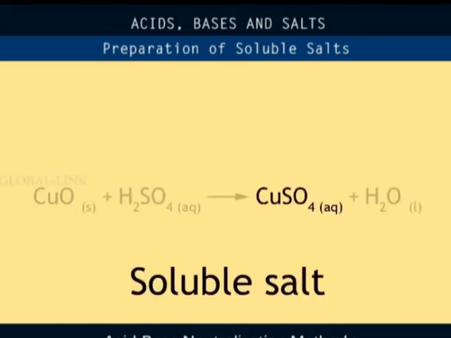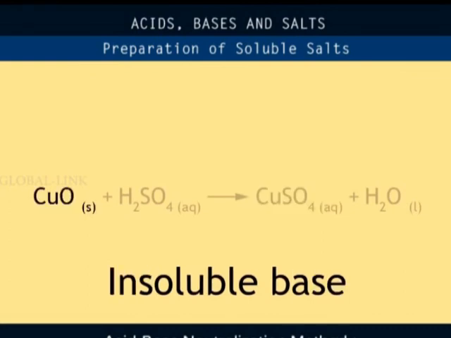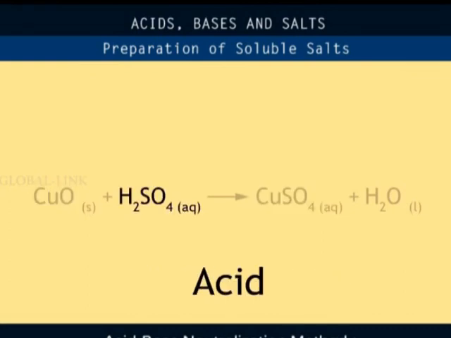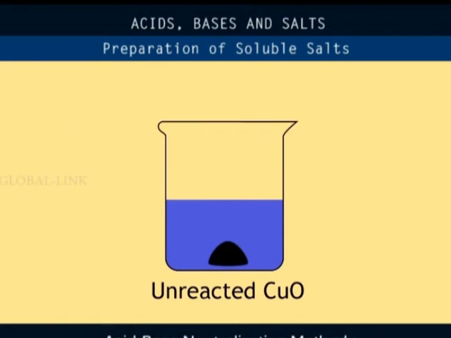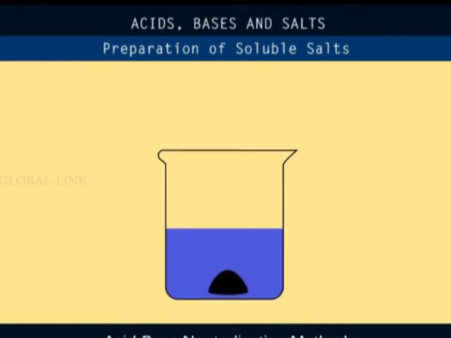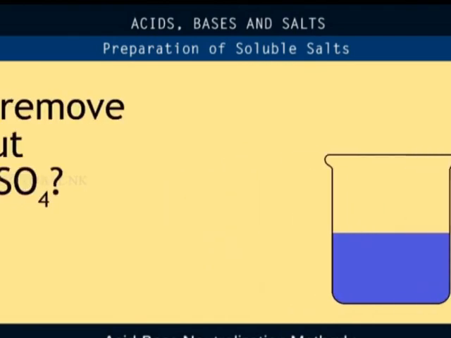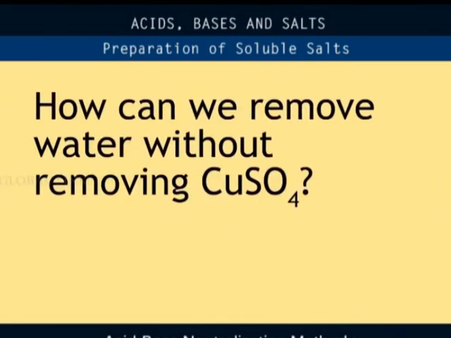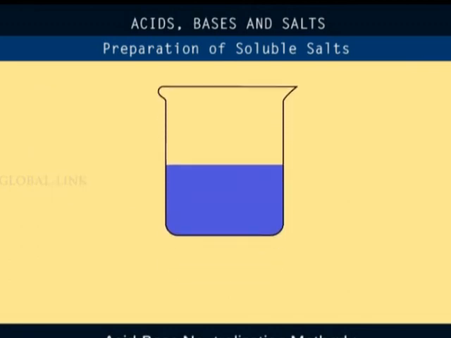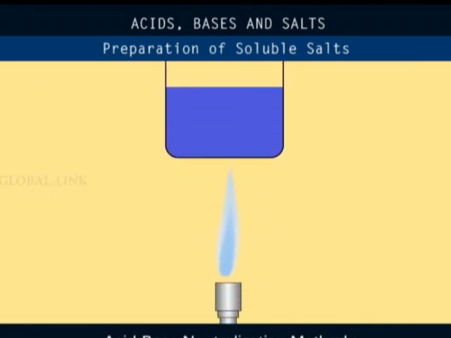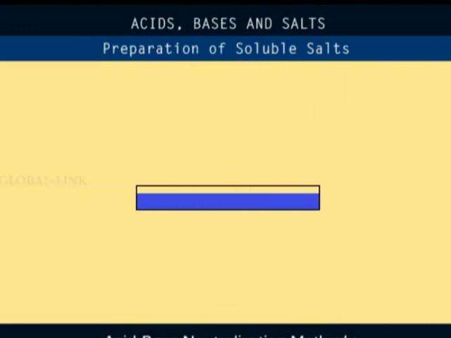So a soluble salt can be made by reacting an insoluble base with an acid. The unreacted copper 2 oxide is removed by filtration. The next thing is to obtain solid copper 2 sulfate from the solution. We evaporate water over a Bunsen flame, but not to dryness. We place the saturated solution in a crystallization dish, and after some time, copper 2 sulfate crystals are formed.